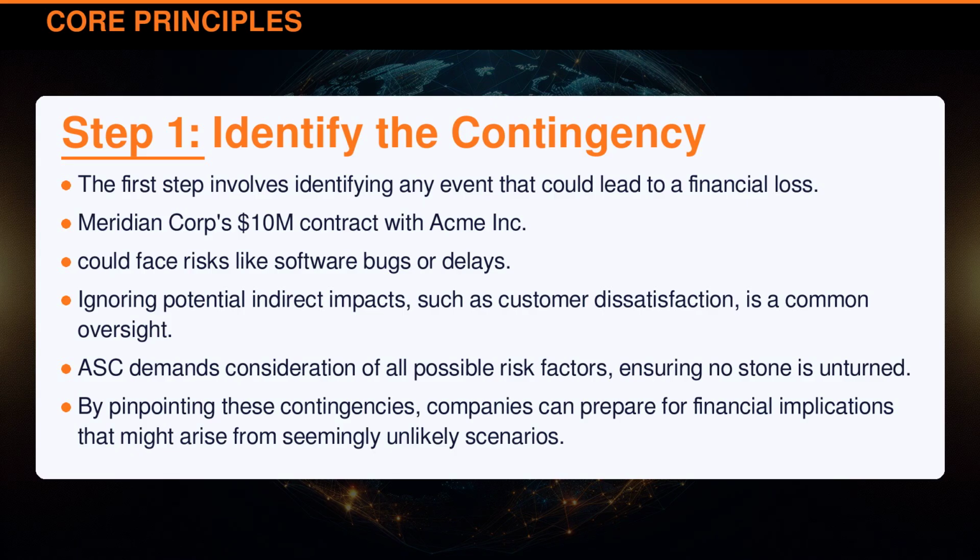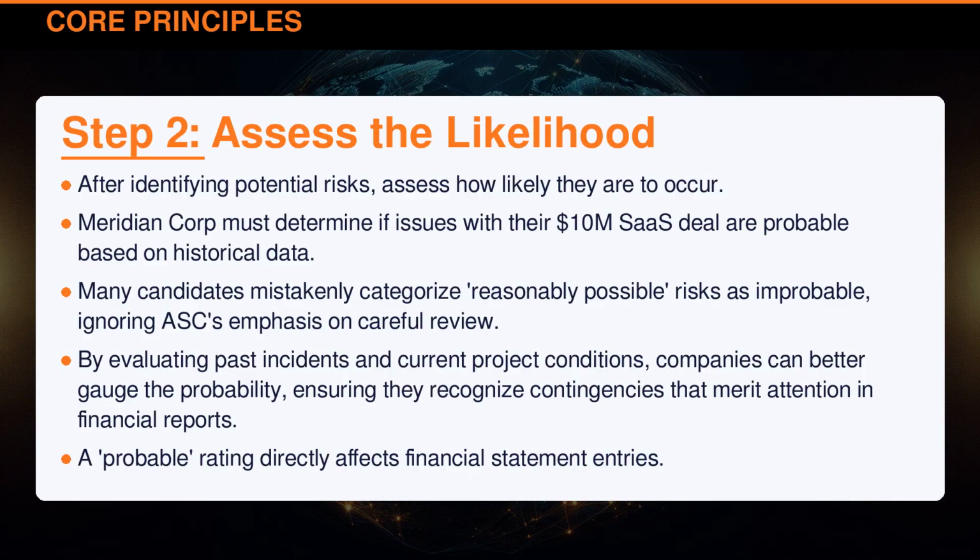The first step involves identifying any event that could lead to a financial loss. Meridian Corporation's $10 million contract with Acme Incorporated could face risks like software bugs or delays. Ignoring potential indirect impacts, such as customer dissatisfaction, is a common oversight. ASC demands consideration of all possible risk factors, ensuring no stone is unturned. By pinpointing these contingencies, companies can prepare for financial implications that might arise from seemingly unlikely scenarios. After identifying potential risks, assess how likely they are to occur.